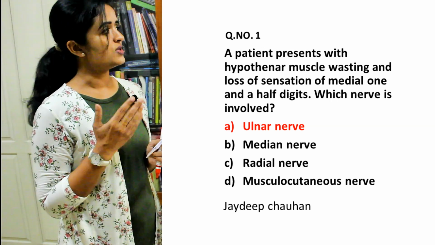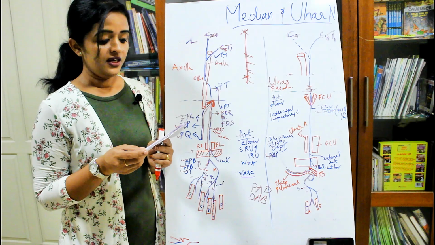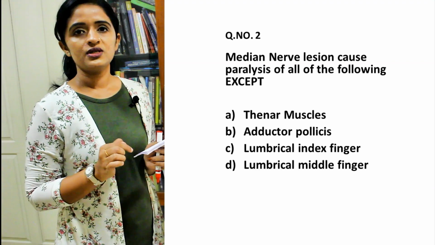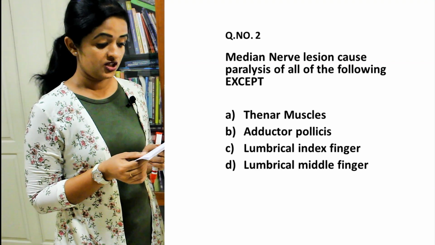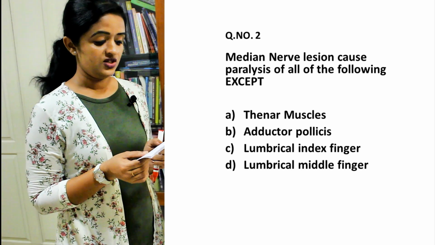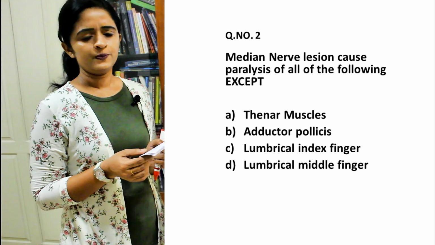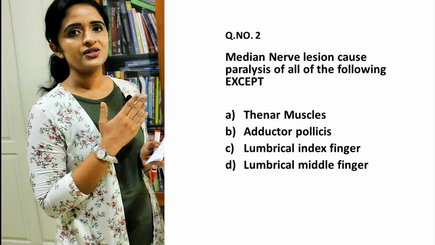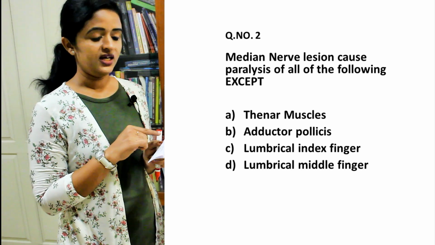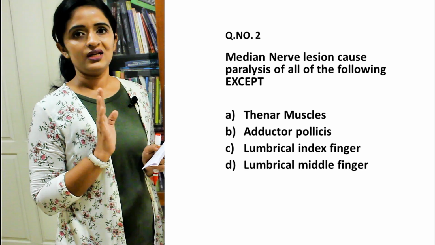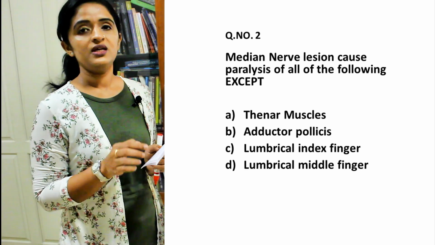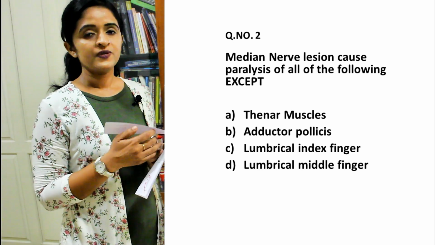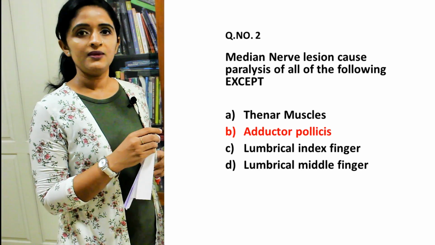Now going to the second question. Median nerve lesion causes paralysis of all of the following except: thenar muscles, adductor pollicis, lumbrical of the index finger, lumbrical of the middle finger. We might think that since two options are lumbricals, it could be one of them. No, we know that the median nerve supplies the first and second lumbricals, so they are not the answer. It is the adductor pollicis, because adductor pollicis is supplied by the ulnar nerve. It is the abductor pollicis which is supplied by the median nerve.